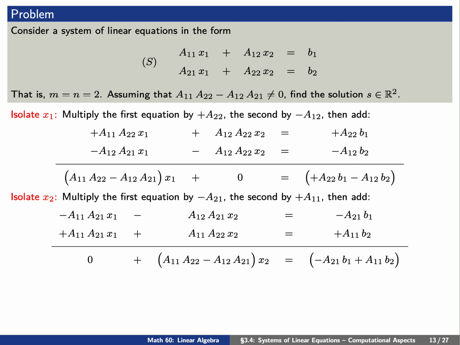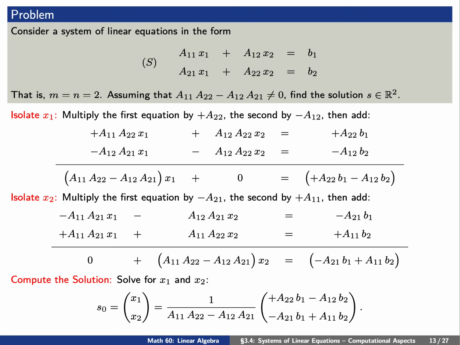This time you'll notice that we eliminated x1, and now we just have a single equation involving x2. Since we have equations involving x1 and x2 alone, we can use this to actually find our solution, S0, which you see here on your screen.